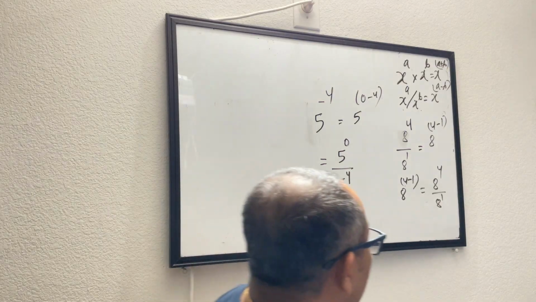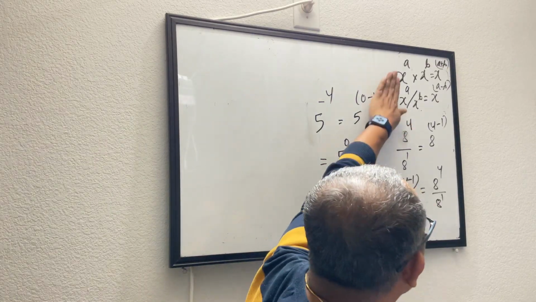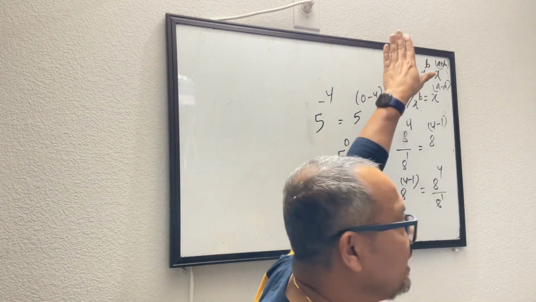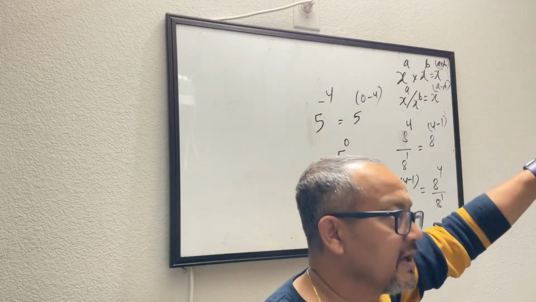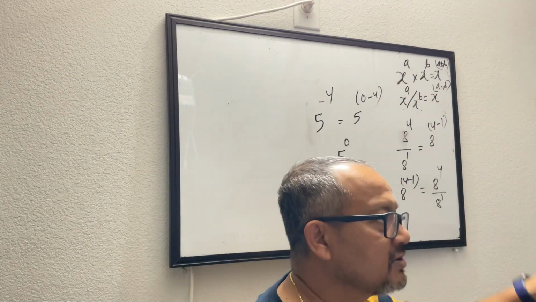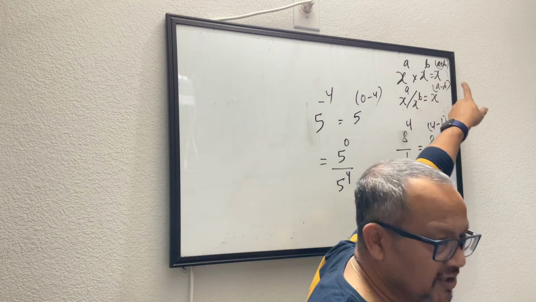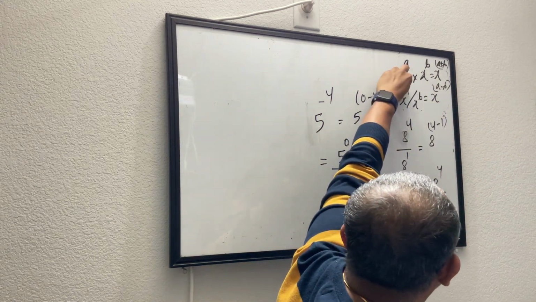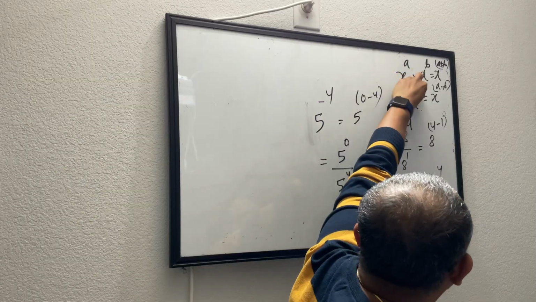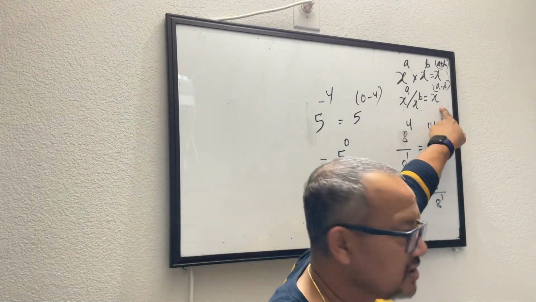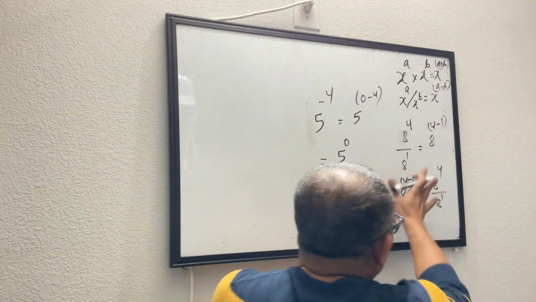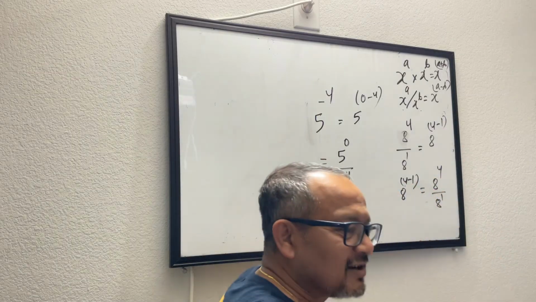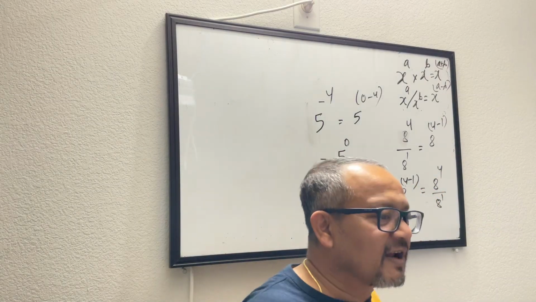So let me repeat myself. We learned two rules of exponents. Something to the power a times the same thing to the power b becomes that thing to the power a plus b. When I divide one exponent by another, the power of the numerator minus the power of the denominator becomes my output.